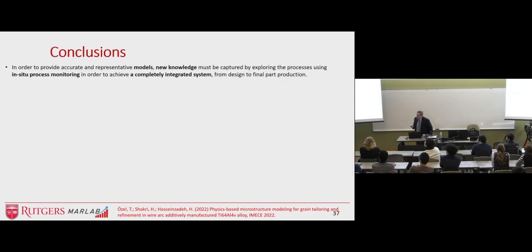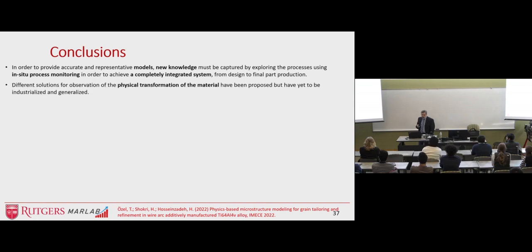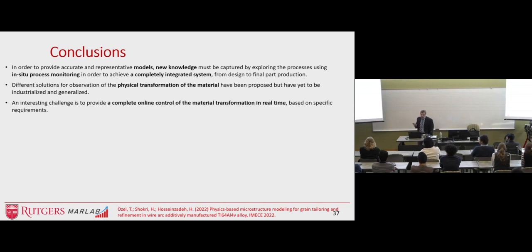So let's just give some conclusions to the entire talk. So you see that for us, we have to provide accurate and representative models, generate new knowledge using in-situ process monitoring, and also create a better understanding and integrated system in metal AM, so that metal AM becomes a more reliable process group in industry. So we can actually offer different solutions, and we have to understand the physical transformation of the material, so that the industry can adopt this better.